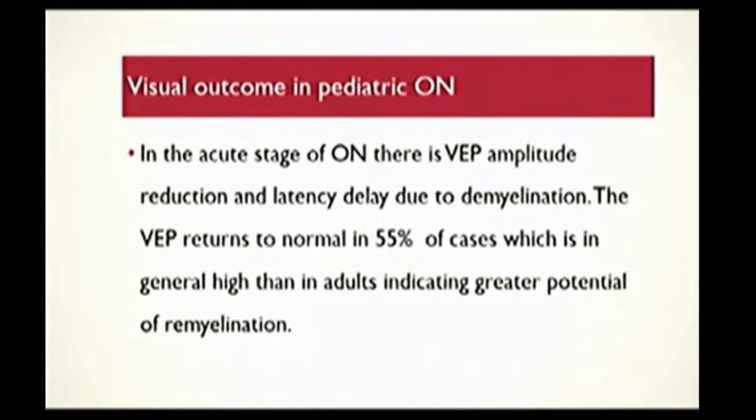As in adults, in the acute stage of optic neuritis, there will be VEP amplitude reduction and latency delay, mainly due to demyelination. The VEP returns to normal in around 55% of the cases, and this is in general much higher than in adults, and this might indicate a greater potential for remyelination in children in comparison to adults.